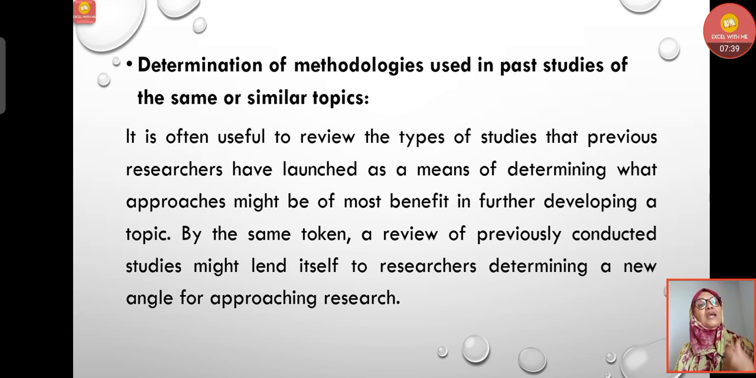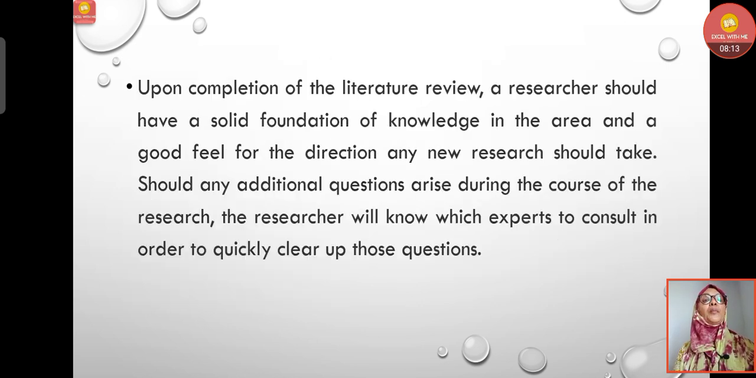By the same token, a review of previously conducted studies might lend itself to researchers determining a new angle for approaching research. So through searching for the methods those authors have applied in their articles, it will be very helpful for the new budding researcher or the researcher who is doing the research again and again. It will help to choose a proper, suitable methodology to be adopted for their particular question or problem.